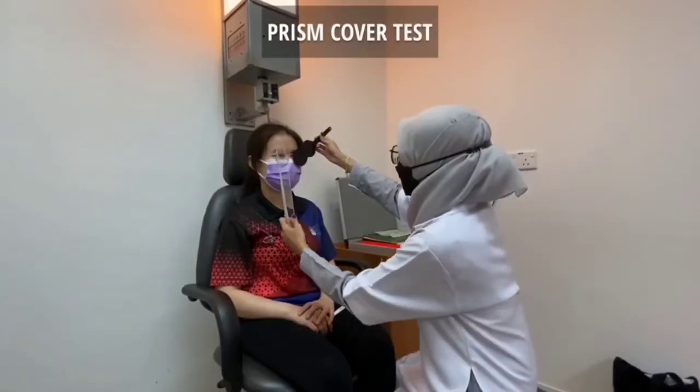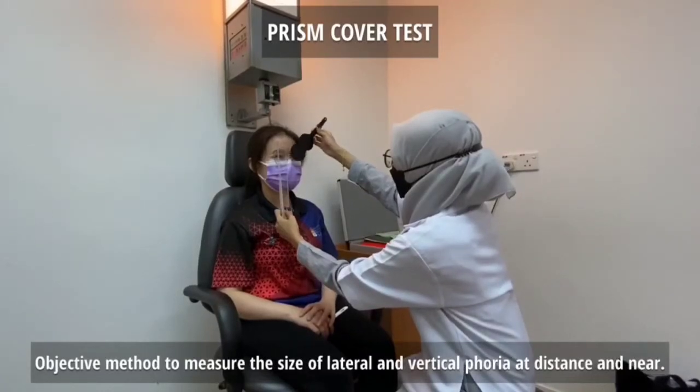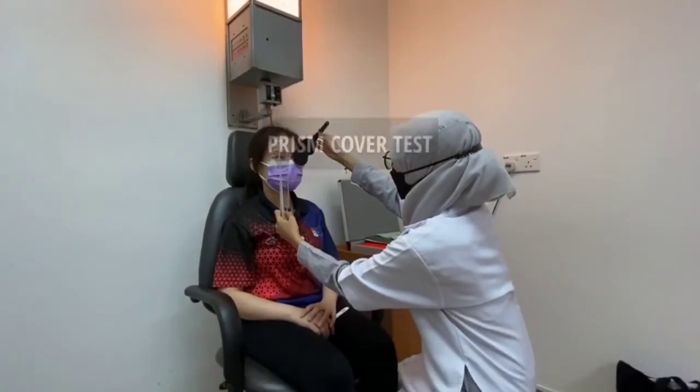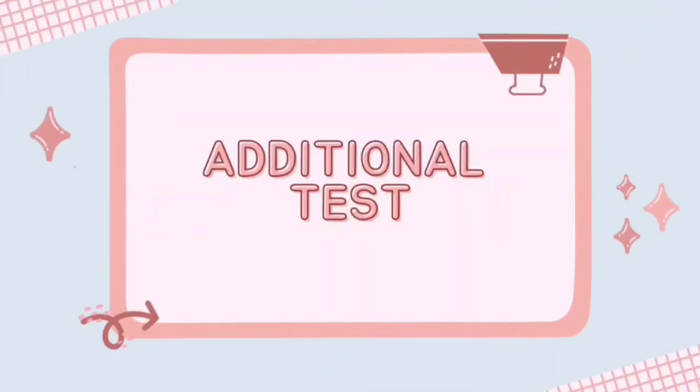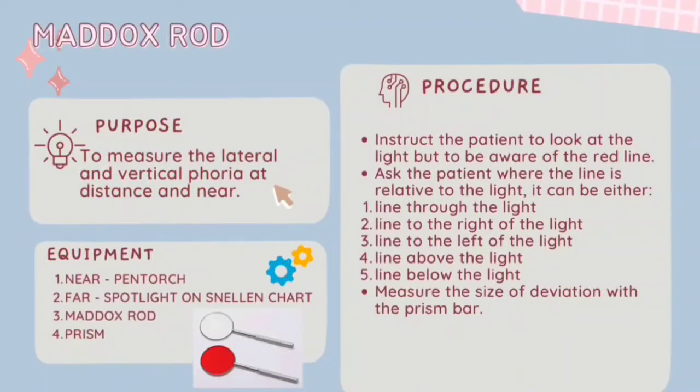There is also prism cover test, which is an objective method to measure the size of lateral and vertical phoria at distance and near. Additional tests can also be done. Hirschberg test is an alternative procedure for examining ocular alignment under associated conditions. Symmetry is the expected finding for Hirschberg test. Maddox rod is to measure the lateral and vertical phoria at distance and near by using a subjective method.